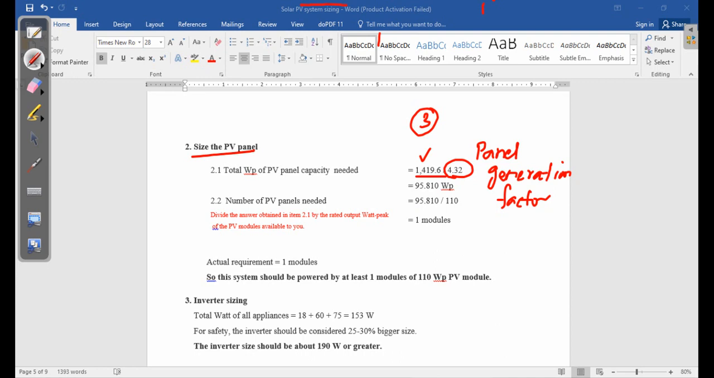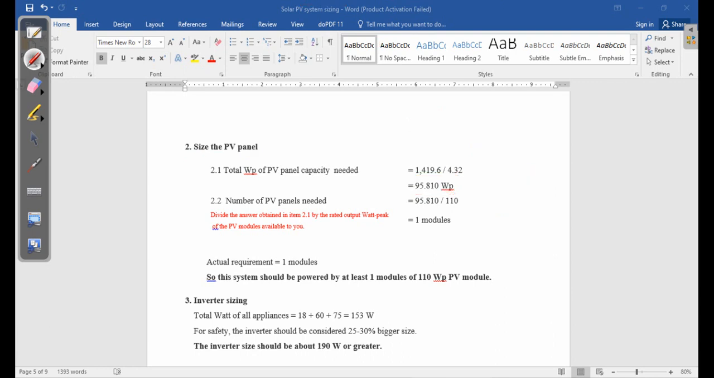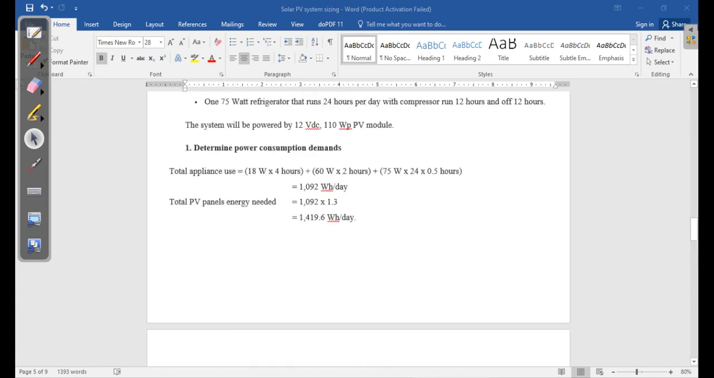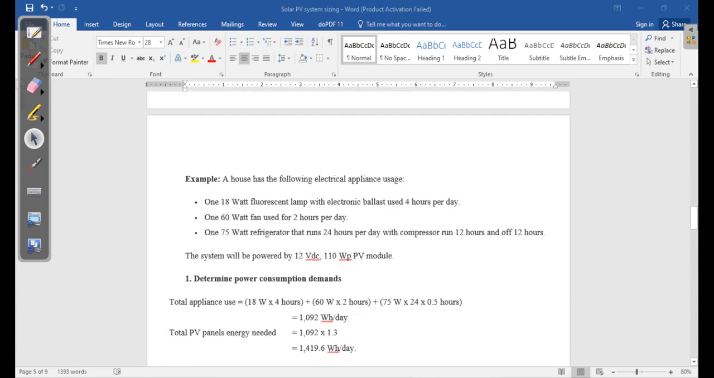So what is the panel watt we require? We have to divide the panel watt by the panel generation factor. So now you are getting the watt power as 95.810. So this is the panel we have to establish in our home. How many panels do we need? Already we have decided, you can see in the question itself, we have given a 12 volt, 110 watt panel we are going to consider for this design.